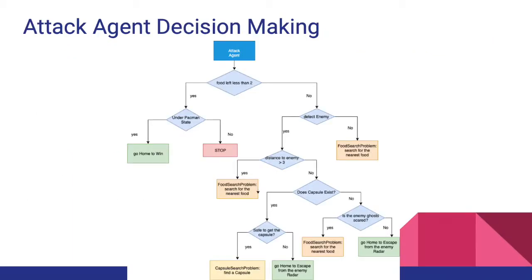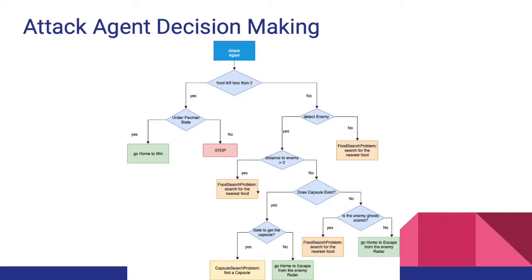Here comes our decision tree for the attack agent. First, we will check if the food left is less than 2 or not. The left side of the statement means that we have enough food to carry and win the game. So we just need to check if we are Pacman or not. If we are Pacman, we still need to go home to win. If not, we just need to stay at home until the game ends.